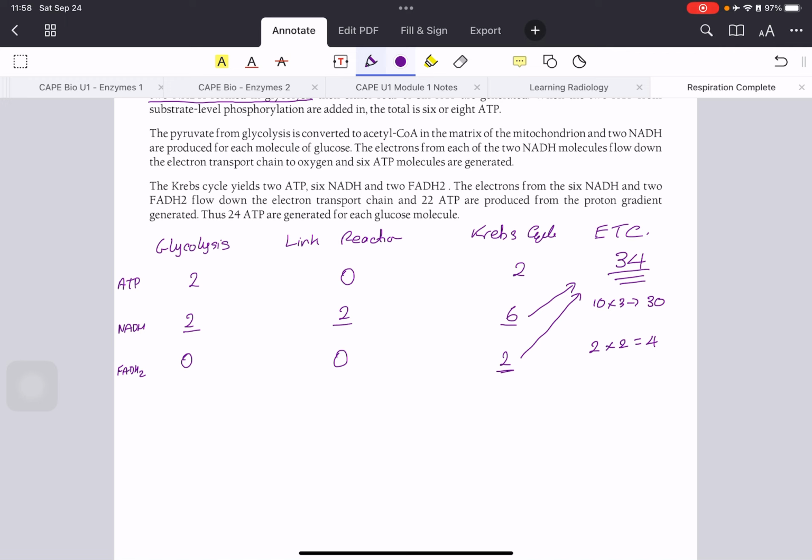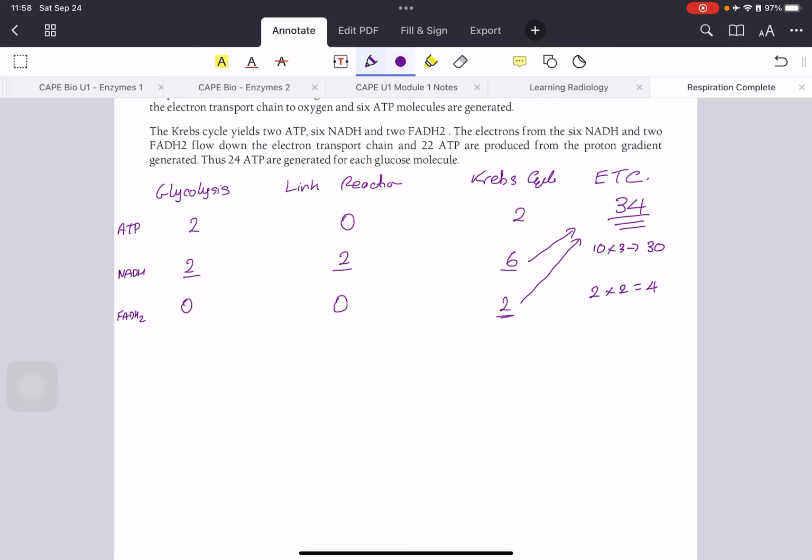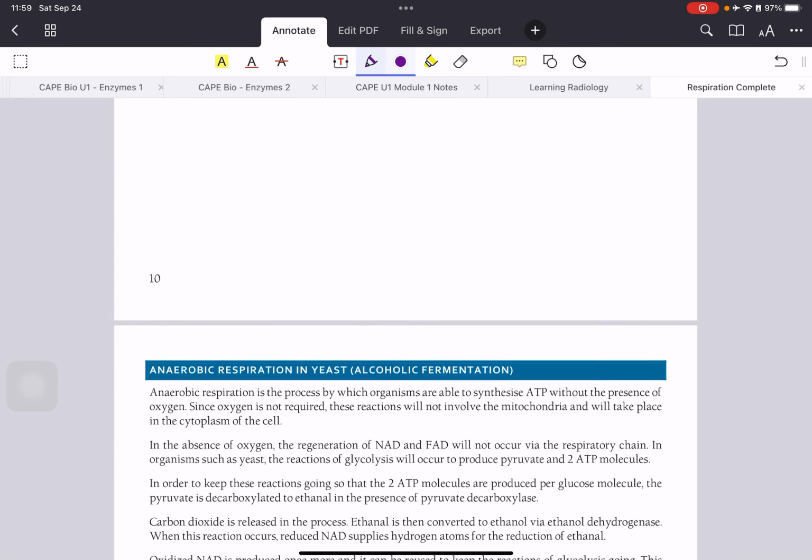So to total it up now, the total amount of ATP in respiration per glucose molecule is 38 ATP. So we get 2 from glycolysis, 2 from the Krebs cycle, and 34 from the electron transport chain. So that's how we get 38 ATP per glucose molecule in aerobic respiration. Okay, and that is the bulk of respiration there.